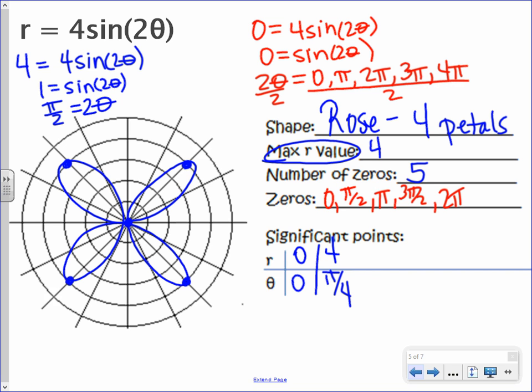Okay, let's talk about a couple things. Odd number of petals stretch from 0 to pi. Even number of petals, 0 to 2 pi. Sine curves begin at the pole, so there's going to be one more 0. Cosine curves start on the polar axis, so the number of petals is the number of zeros. Okay? How many significant points do I expect? 2. One is a 0. One is a max r, or a petal. Okay? All right, let me stop this.